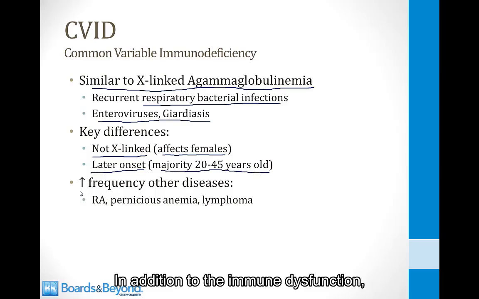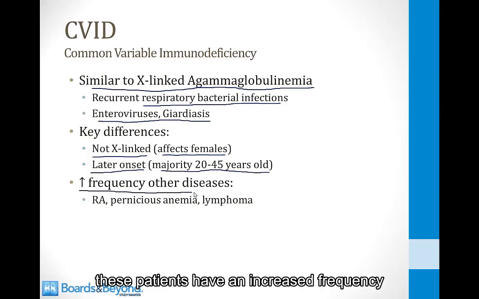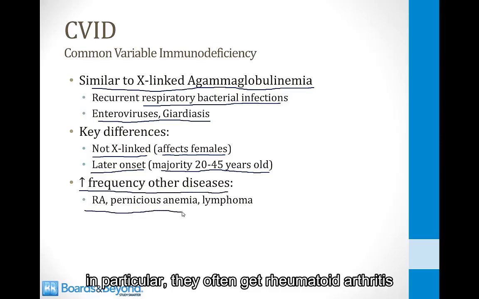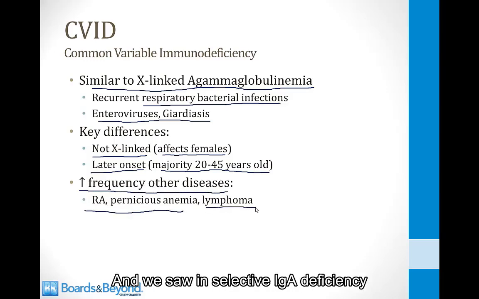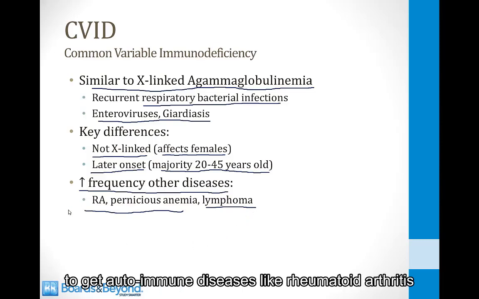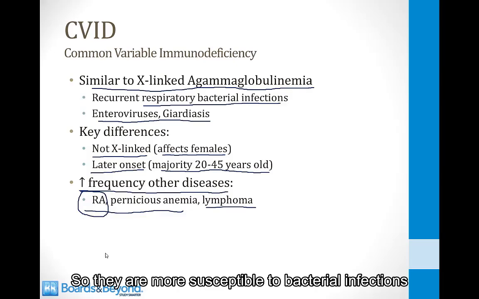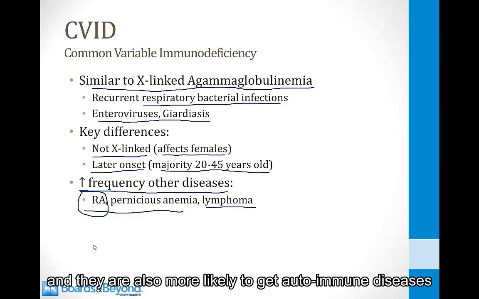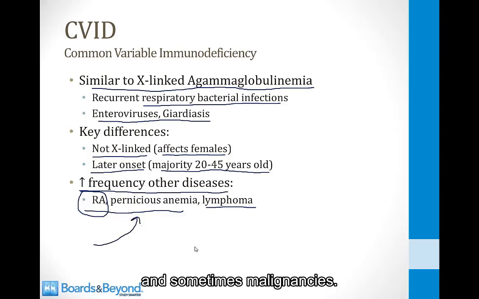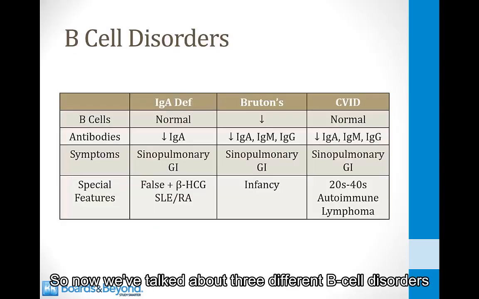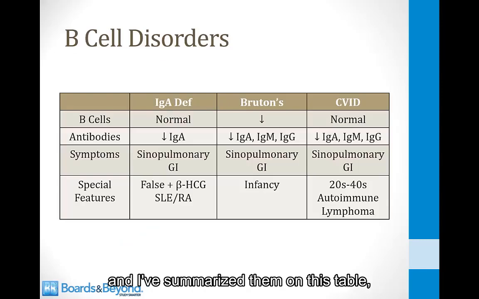In addition to the immune dysfunction, these patients have an increased frequency of autoimmune diseases and malignancies. In particular, they often get rheumatoid arthritis and pernicious anemia and lymphomas. And we saw in selective IgA deficiency that those patients also were more likely to get autoimmune diseases like rheumatoid arthritis and lupus. And really the way to think of these conditions is not just as immune dysfunction, but as immune dysregulation. So they are more susceptible to bacterial infections, and they are also more likely to get autoimmune diseases and sometimes malignancies.